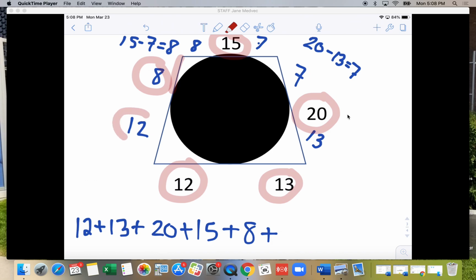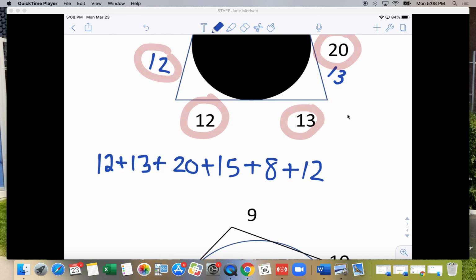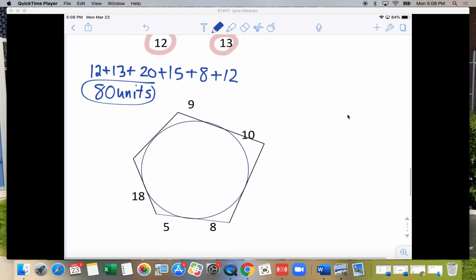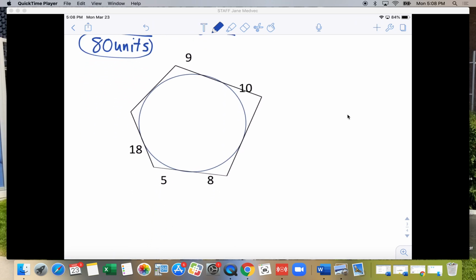And I've got my 12, which is here. Okay, so if you take your calculators and you go 12 plus 13 plus 20 plus 15 plus 8 plus 12, I get 80 units. And so that is the perimeter of the figure on the outside. It's the circumscribed polygon.